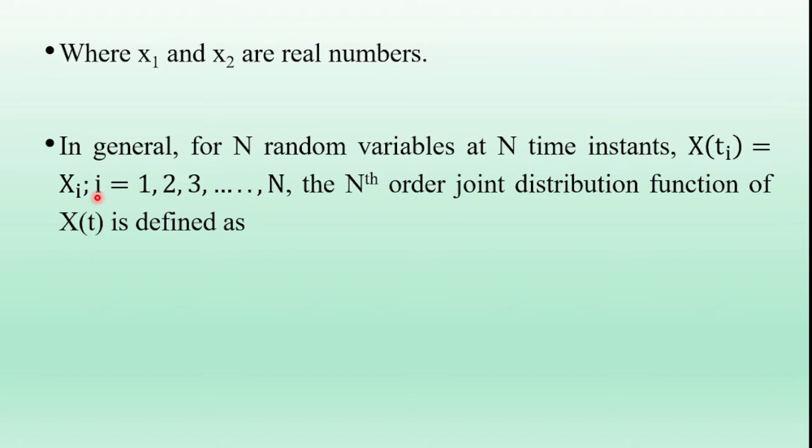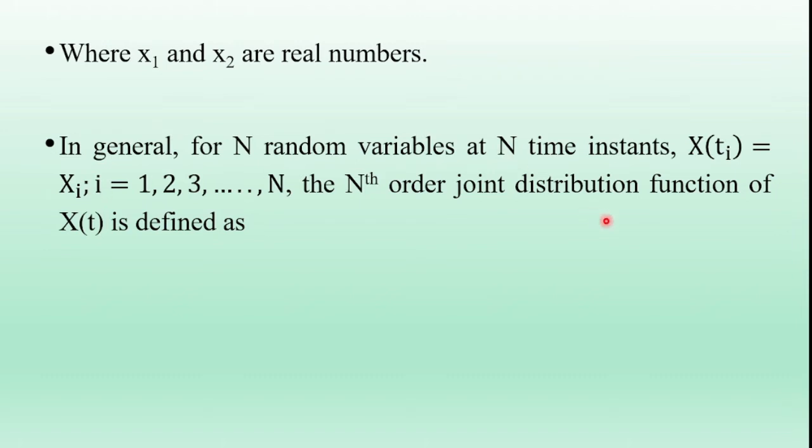So the random variables are x1 is equal to x of t1, x2 is equal to x of t2, x3 is equal to x of t3 and so on, xn is equal to x of tn. So n random variables at n time instances.